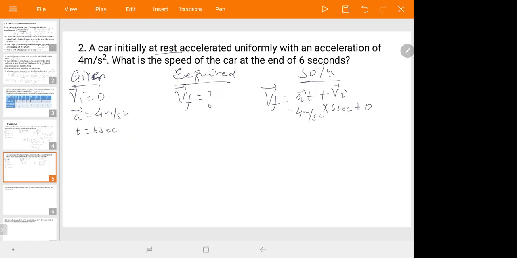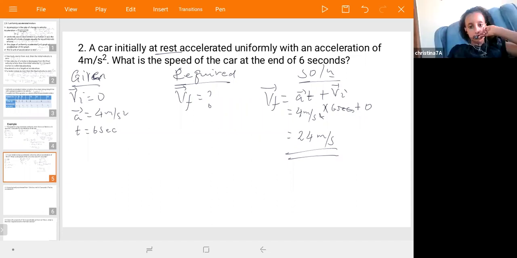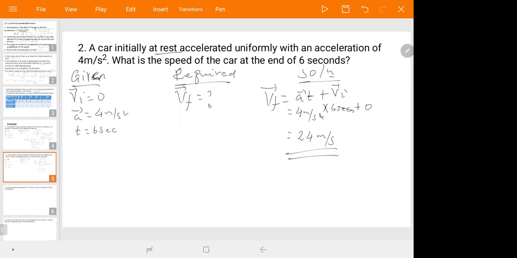1 second is cancelled by 1 second. 4 times 6 is 24. Your final velocity is 24 meters per second. Therefore you must know that if a problem says from rest, comes to rest, and so on, you must know such types of equations. The way you solve the problem depends on the question given.